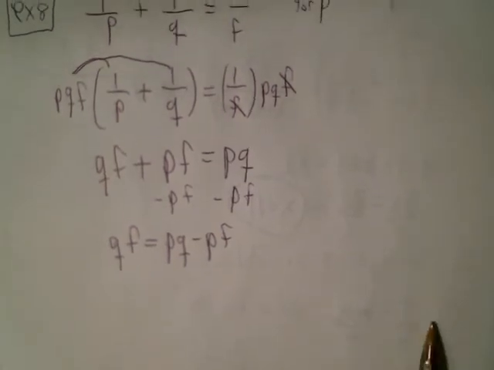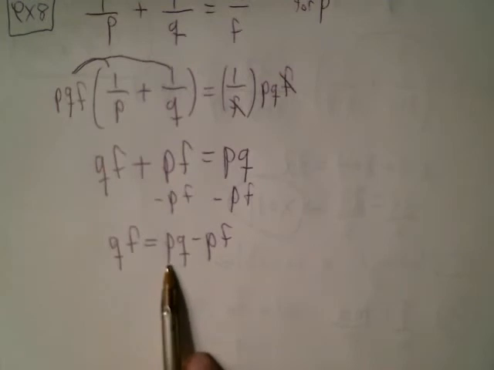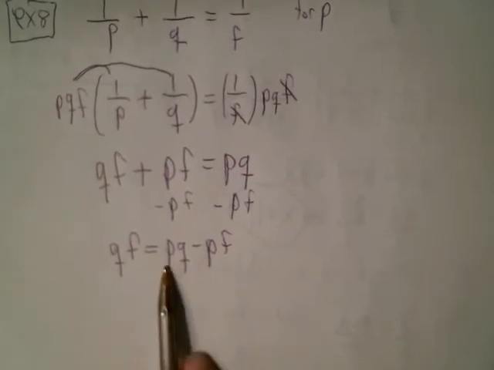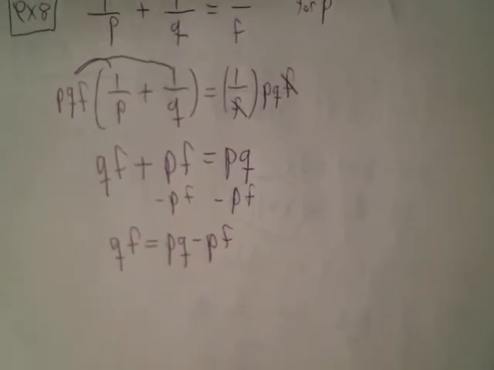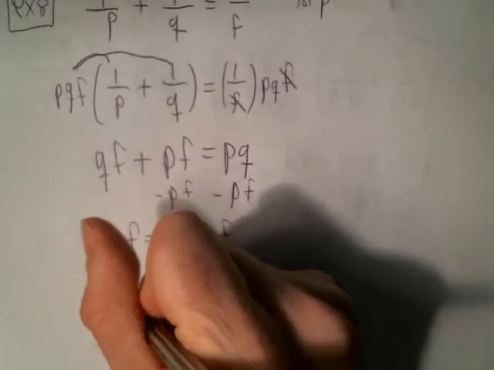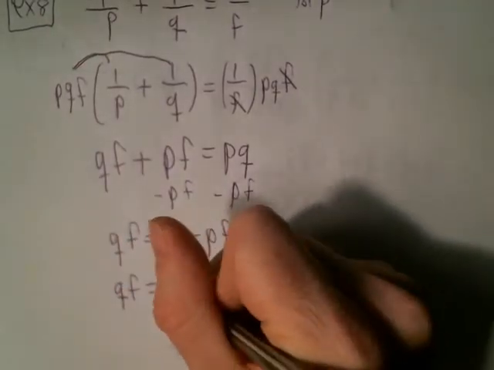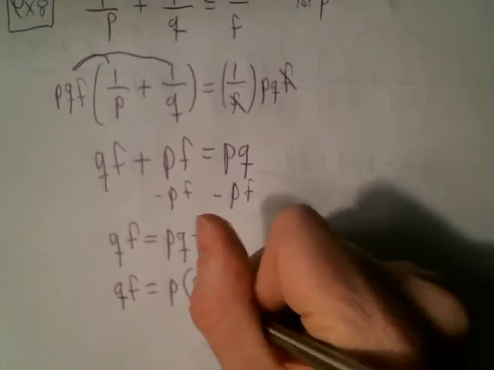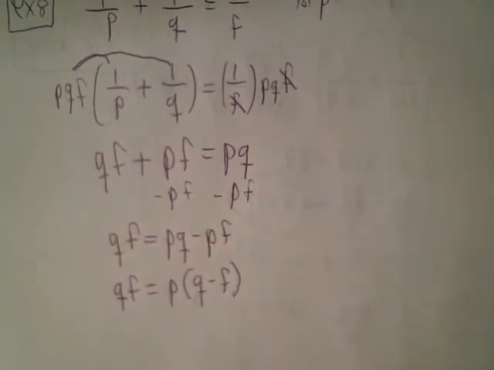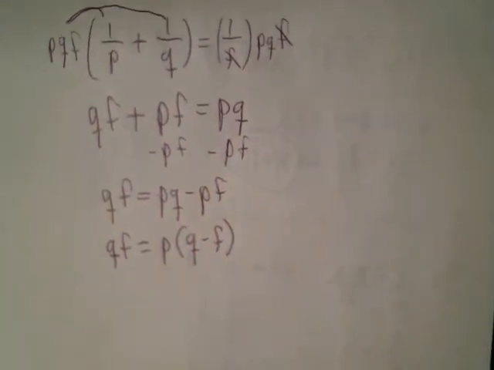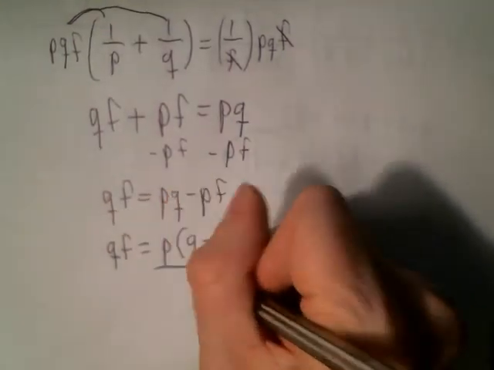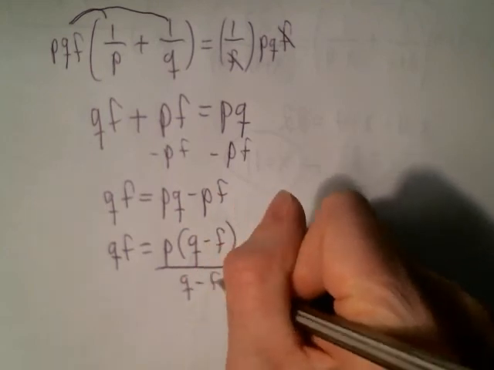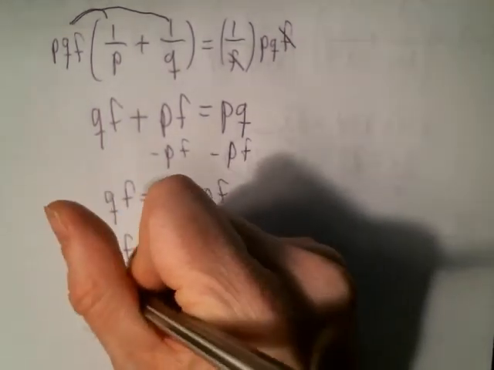Okay, it seems now it's like, oh, what do I do? I can't get p by itself. Well, you can actually factor it out of both of these terms. The GCF in this case is p, so you can factor a p out, and you have q minus f. And then finally, you can divide both sides by q minus f, and you're pretty much there.